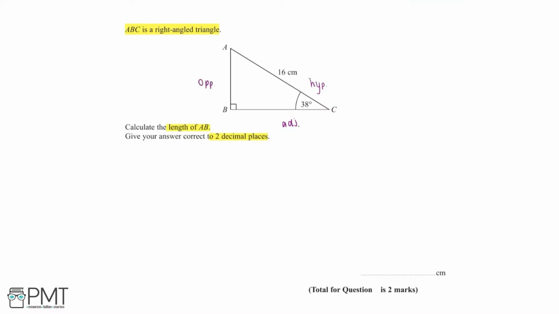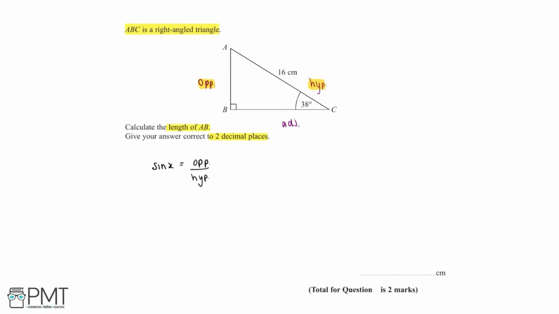Now let's look at the values that we know and the value that we want to find out. We know the length of AC, the hypotenuse, and we want to find the value of AB, the opposite side. Now let's think about the trigonometric function that incorporates the opposite side and the hypotenuse. We know that sine x is equal to the opposite divided by the hypotenuse. We know the hypotenuse and we want to find the opposite.